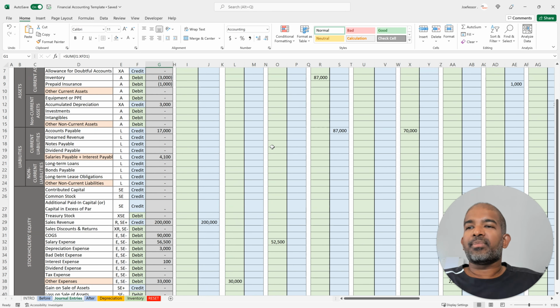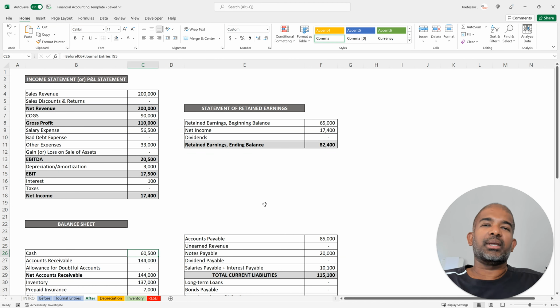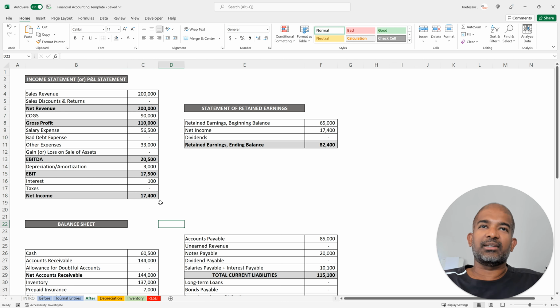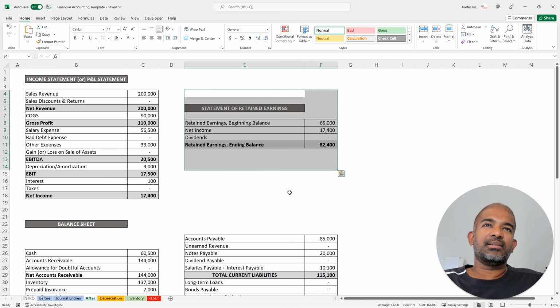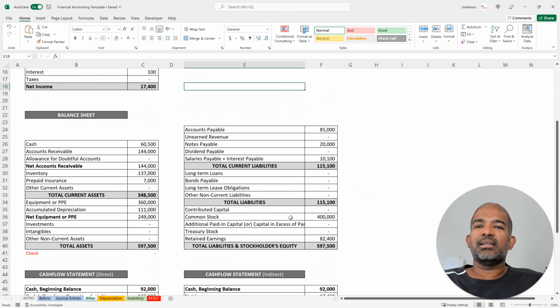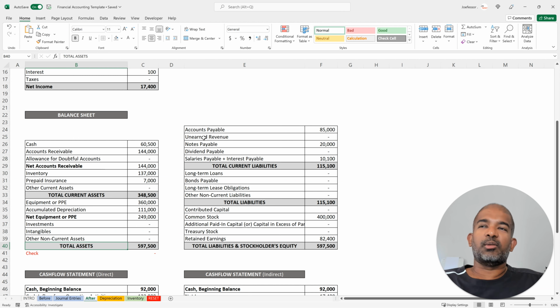transactions. Now comes the cool part, because we've built the final financial statements by linking the before and the journal entries sheet. If you go to the after sheet, you can see that everything is already done. The income statement is fully prepared. You have a net income of 17,400. The statement of retained earnings is also fully prepared. Then you have a balance sheet, which again with the assets and liabilities is already matched. So this will be the final balance sheet at the end of November.